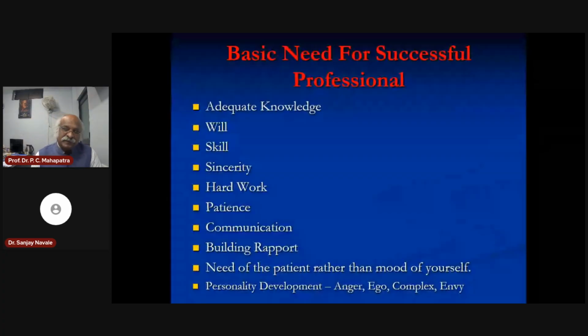The confidence, the expectation effect, face-to-face contact, and the talks, this has a tremendous impact not only in building rapport but for the relief of symptoms and the cure of the disease.